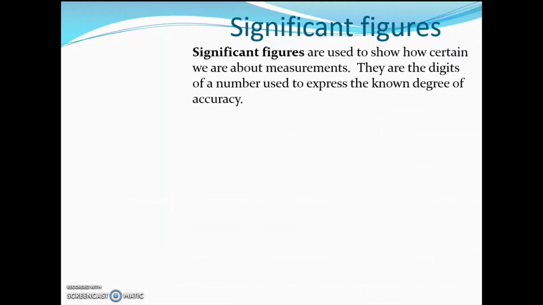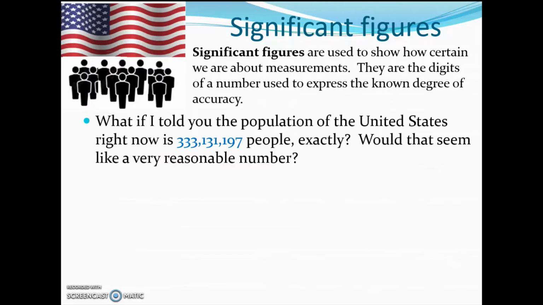All right, so we needed that in order to talk about significant figures. And for the definition of significant figures, there are actually several different ways to word it, but here it says they're used to show how certain we are about a measurement. That is, how close they really are to what they're supposed to represent. It says they're the digits of a number used to express a known degree of accuracy. So accuracy, again, meaning how close it is to the right number.